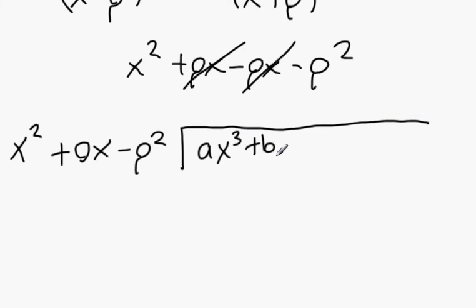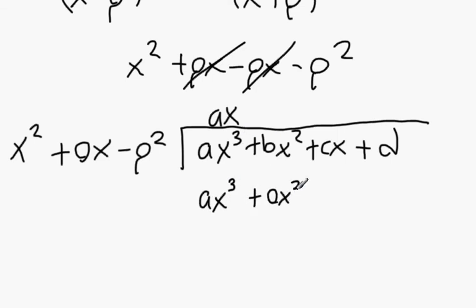Ax cubed plus bx squared plus cx plus d. Okay. Now, what we're going to do is the following: ax. So we're going to get ax cubed plus 0x squared. Ax by p is minus p squared x. I always tend to do it in alphabetical order. Okay, apart from the x, because the x is different, it's a variable. Change the signs, minus and plus.